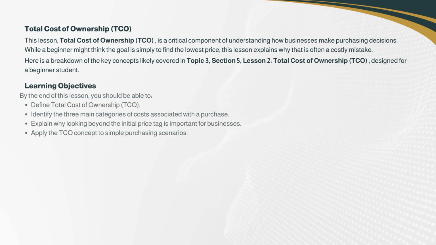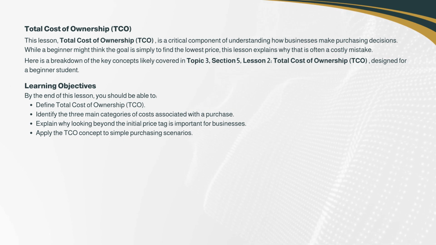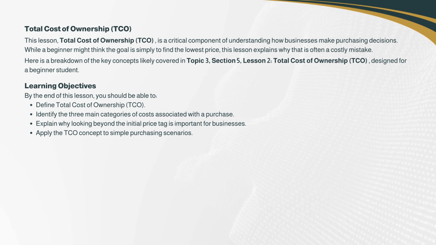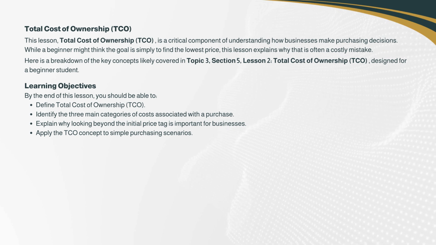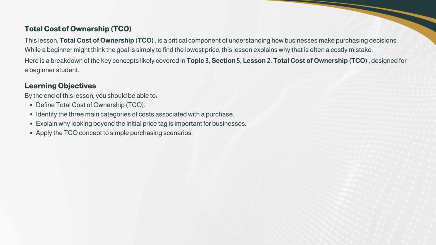Learning objectives. By the end of this lesson, you should be able to define total cost of ownership, TCO. Identify the three main categories of costs associated with a purchase. Explain why looking beyond the initial price tag is important for businesses. Apply the TCO concept to simple purchasing scenarios.